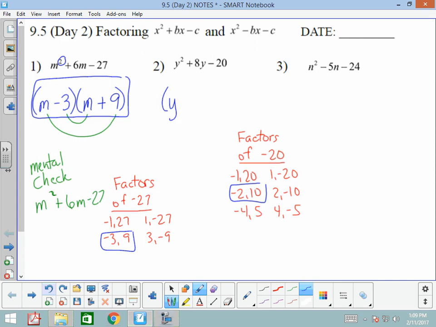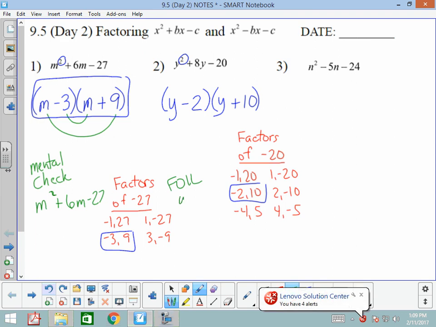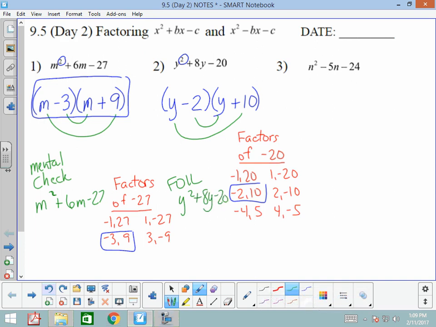So again, we're going to take the first term, take that exponent, divide it by 2. So that's going to be y in the first position of each parentheses. We'll have minus 2 in one parentheses, positive 10 in the other parentheses. And again, we want to FOIL to check. So that will be y squared, y times y, first times first, positive 10y and negative 2y is positive 8y, last times last is negative 20. So that checks. So our final answer is y minus 2, y plus 10.